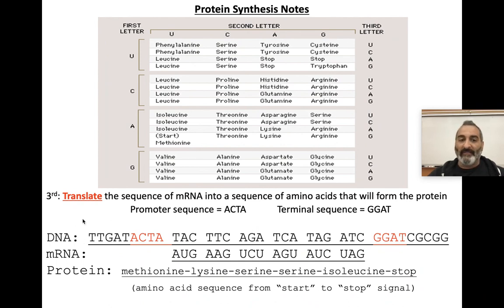So make sure if I give you a sequence of DNA, you convert it into messenger RNA, and your protein is the start to the stop signal. Everything between there. Okay, that is what produces the protein.